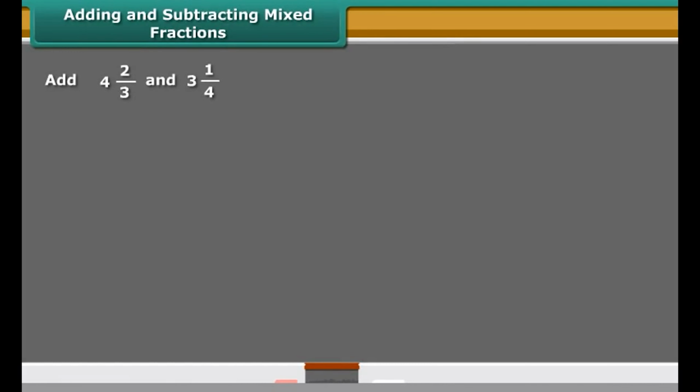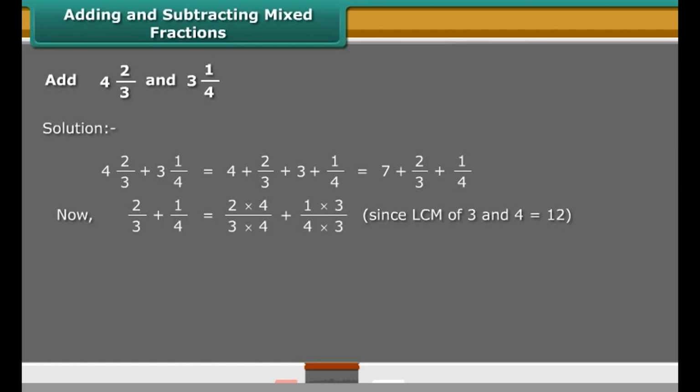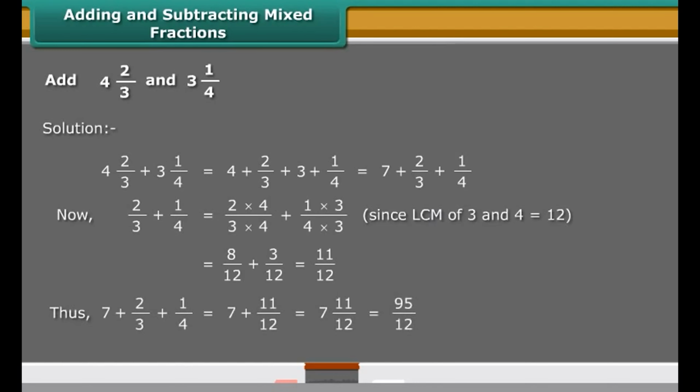Mixed fractions can be written either as a whole part plus a proper fraction or entirely as an improper fraction. One way to add or subtract mixed fractions is to do the operations separately for the whole parts and the fractional parts, and the other way is to write the mixed fractions as improper fractions and then directly add or subtract them.